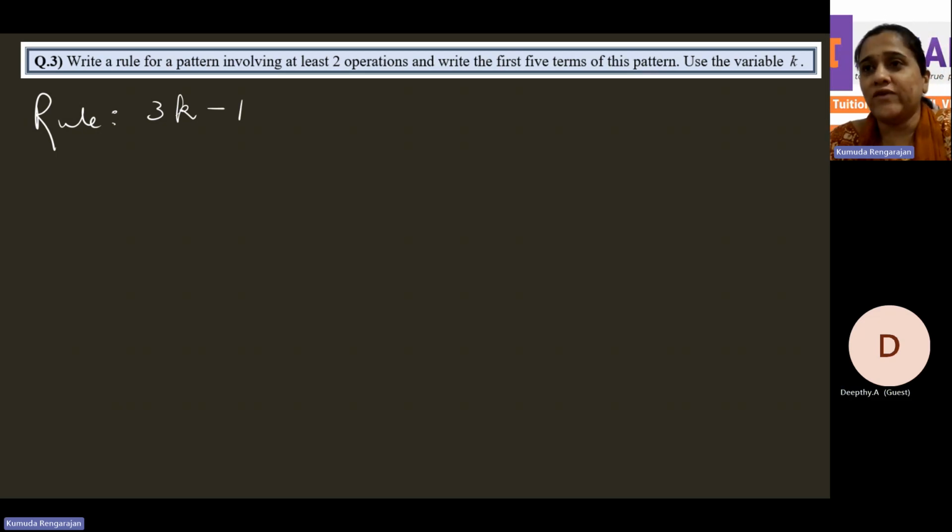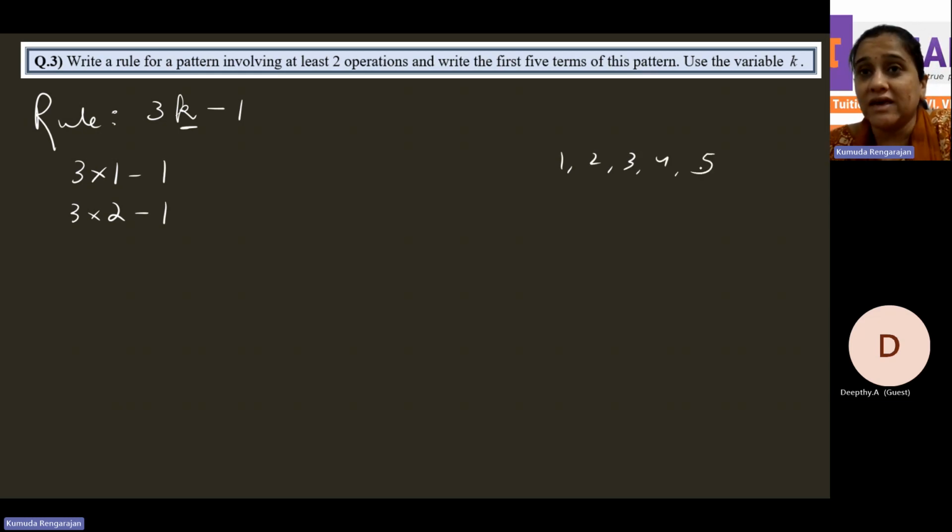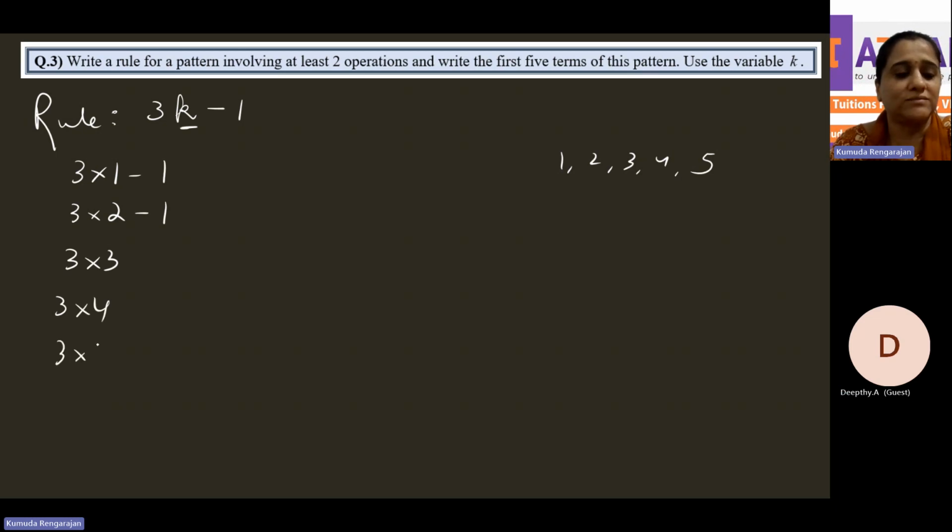Now, the first 5 terms will be 3 into 1 minus 1, 3 into 2 minus 1. That is, for k, you should give 1, 2, 3, 4, and 5 to write the first 5 terms. So 3k, 3 into 1, 3 into 2, 3 into 3, 3 into 4, 3 into 5. Minus 1, minus 1, minus 1.